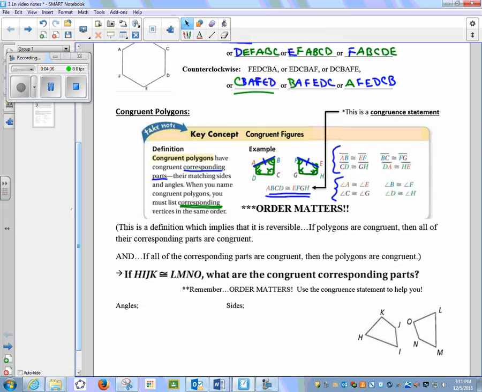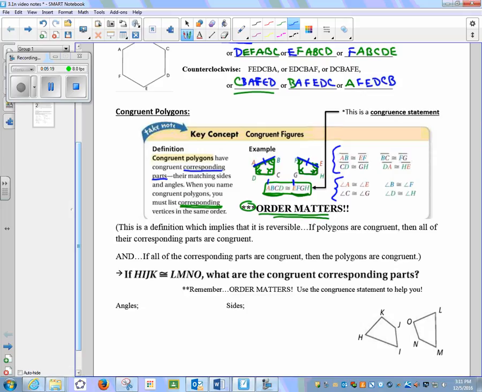Here's the key. The order matters when you are writing this congruent statement. In other words, when we write this congruent statement, we have to make sure that if I'm going to call this quadrilateral ABCD, then when I name the other quadrilateral in my congruent statement, I need to put it in the order of the corresponding parts. So since I have A first here, and A corresponds with E, remember they're both red, they're congruent, then I have to start with E on the other one.